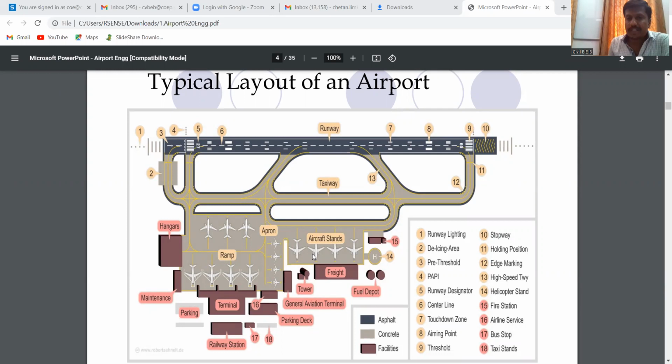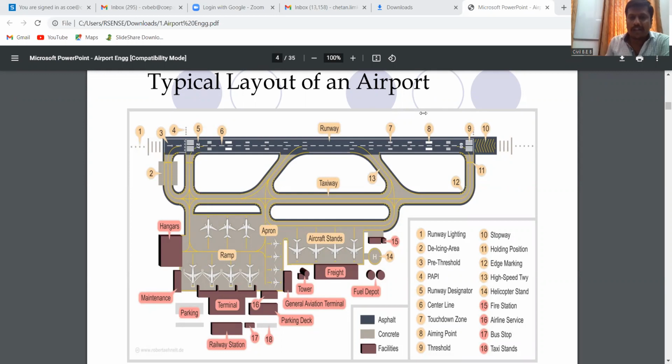Have you visited any airport previously? Those members who are the part of these lectures, have you visited any airport previously? Madhuri, Aishwarya, Siddheshwar, or Tanaya?